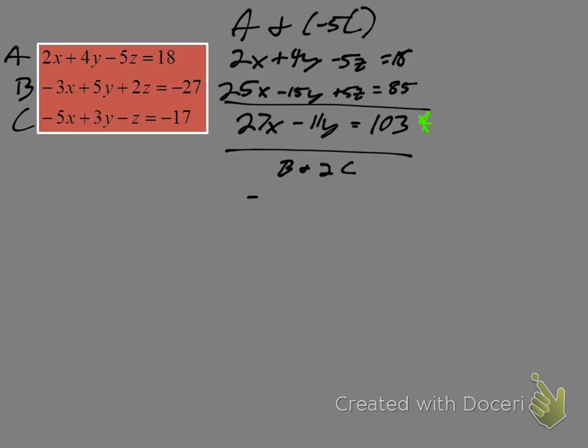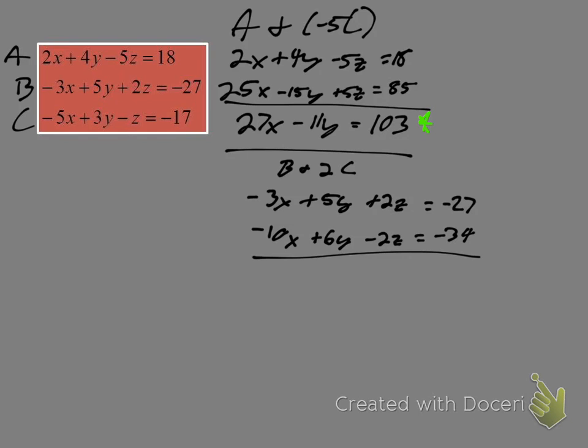So we go B and 2C. So B is negative 3x plus 5y plus 2z. Minus 10x plus 6y minus 2z equals negative what, 34? Yeah. Add those up. Negative 13x plus 11y equals what, negative 61? Yeah.